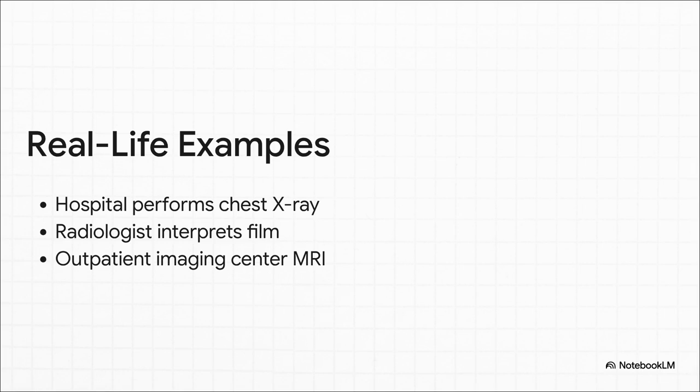Imagine a hospital performs a chest X-ray using their own equipment. The hospital bills the TC modifier, but an outside radiologist interprets that exact same film and writes up the report. Well, that radiologist bills the CPT code with Modifier 26. Same exact logic goes for an outpatient imaging center doing an MRI. The center bills TC, the interpreting radiologist bills 26, 2 halves making a whole.